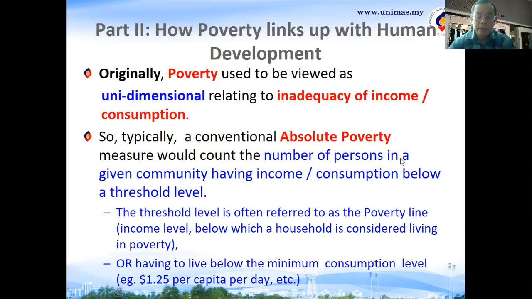Or if you look at consumption, for example, if you consume less than, I'm just putting this number here, $1.25 US dollar per day per capita, that would mean that you are also considered as poor, living in poverty. So as I said, there are two ways to look at absolute poverty: one is to use the income level or poverty line, or the other is to look at the consumption level. Those are the two threshold levels used to count the number of persons.